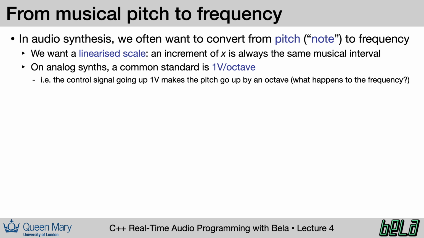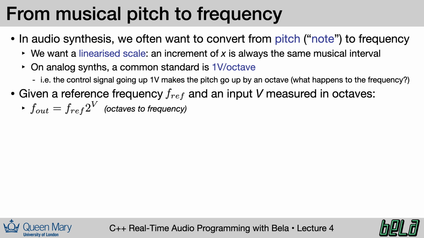And the idea should be that an increment in pitch should always correspond to the same musical interval, regardless of whether it started out as a high note or a low note. There are various approaches to this. In the case of analog modular synthesis, we'll often use something called a control voltage, or CV, to control the pitch of our oscillator. And there's a common standard known as 1 volt per octave, and the idea is that if the voltage goes up by 1 volt, the oscillator should go up by an octave. In other words, the pitch should go up by a factor of 2.